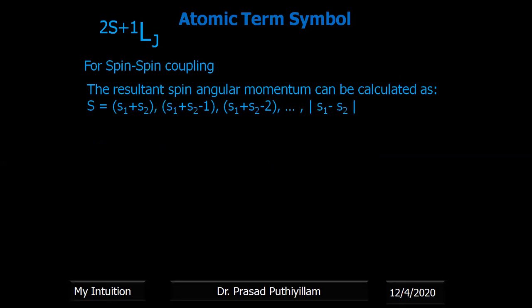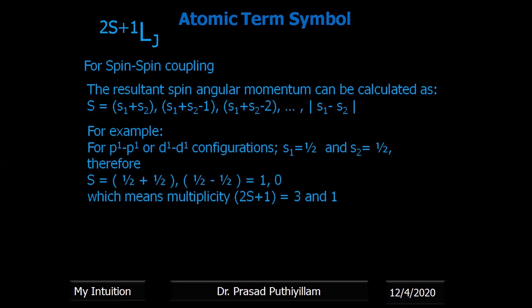Like the previous orbital-orbital coupling, this is spin-spin coupling, that is, how to calculate the resultant spin angular momentum. That is calculated in a similar way. S is equal to S1 plus S2, where S1 is the spin contribution of the first electron and S2 is the spin contribution of the second one. Therefore S1 plus S2, S1 plus S2 minus 1, S1 plus S2 minus 2, and so on, till we get a positive value, which is represented by the modulus of S1 minus S2.